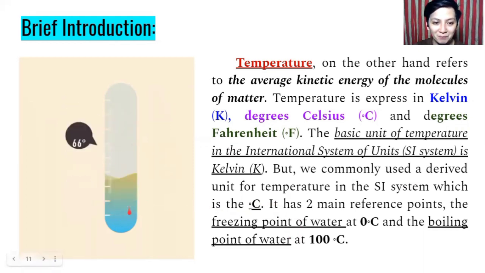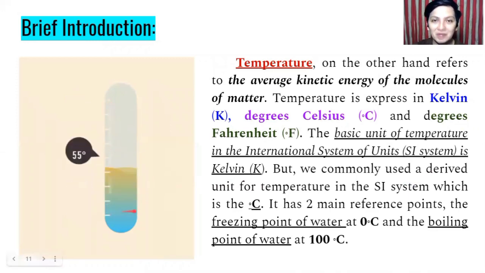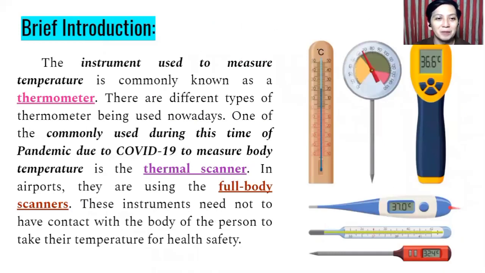Kapag mas mababa, mas malamig. Pag mas mataas, mas mainit ang temperature. Okay? So ganun na pagbasa ng temperature. Mas mataas yung level dito. Okay? Mas mainit. Kapag mababa, mas malamig ang temperature. And let's proceed to the next one.